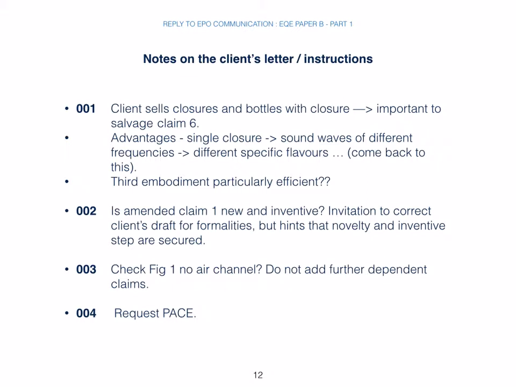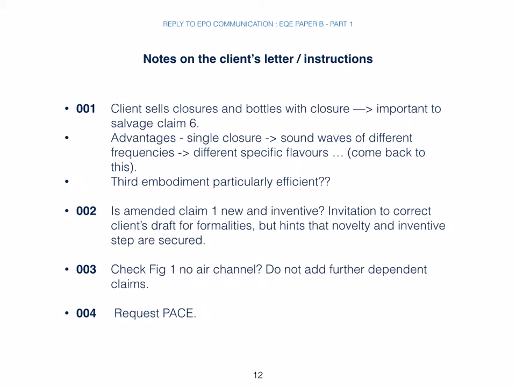Paragraph 3 talks about the removal of the air channel. It has been removed in order to protect the closure of figure 1. So this is a point that we're going to check as we go ahead. And the client says that we do not want you to add further dependent claims. And this is an important instruction because it means that you should not go about developing a set of further dependent claims to add to the existing set, which is something you are expected to do some years in paper B.